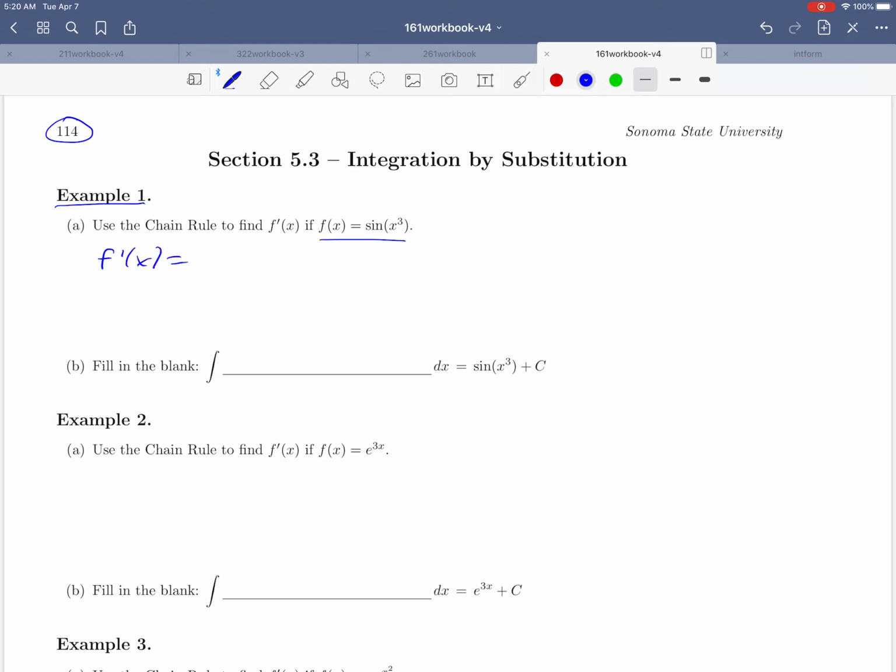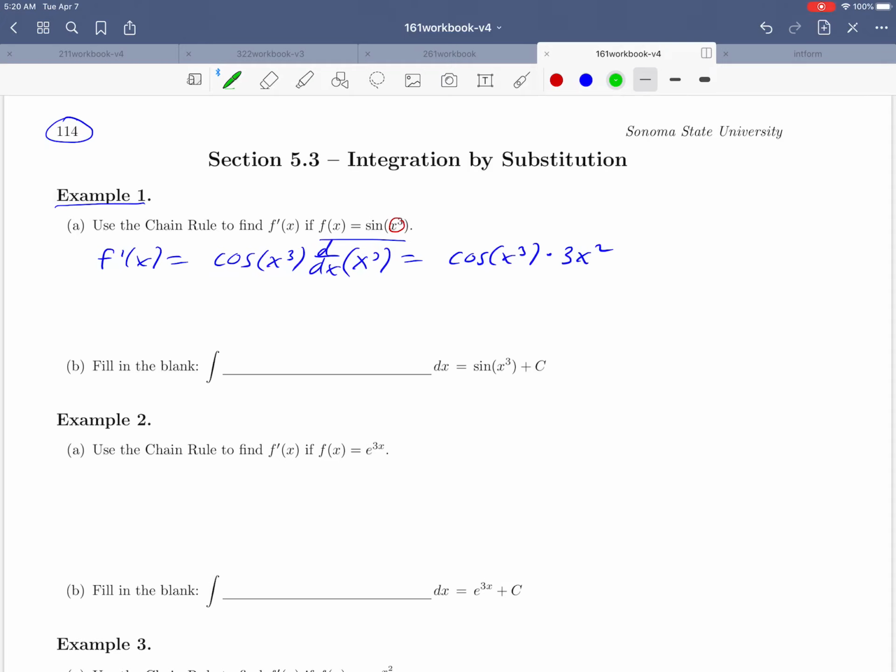Okay, so using the chain rule, we would notice that we've got an inside function of x cubed. So taking the derivative of this would be taking the derivative of sine of u and getting cosine of u. And then there's that second step of multiplying by the derivative of the u. So we get cosine of x cubed times the derivative of x cubed. That's going to give us cosine of x cubed times 3x squared. There's our answer. Okay, but what's interesting is we can take that equation and turn it around.